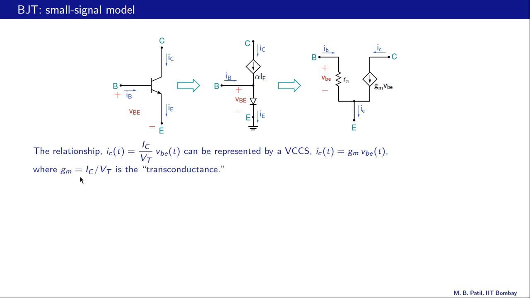So this Gm, which is IC by Vt, is called the transconductance parameter of the transistor. And it's very, very important to remember that it is not an absolute constant, because it depends on the bias condition. In particular, it depends on the bias value of the base emitter voltage.